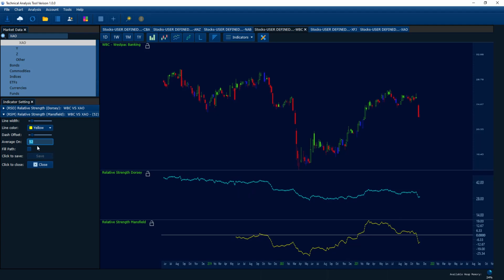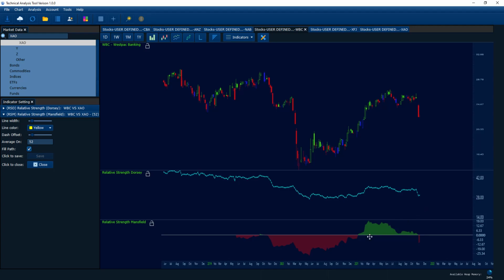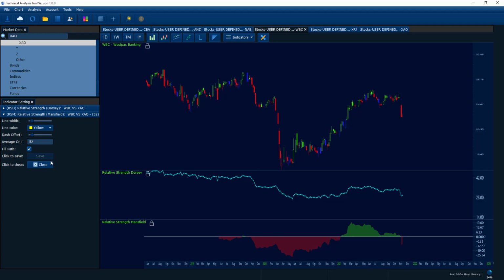So because that one is 52 as a default, there's another one which is the fill path. If you fill the path, as you can see, the RSM has become an area chart. It's easy for us to identify the outperform or underperform. So there are different colors here. If it's green, above the 0 line, that's the outperform. And if it's red and below the 0 line, it means underperform.